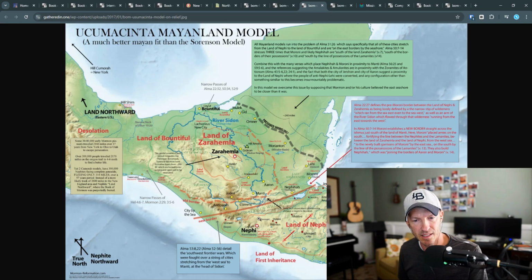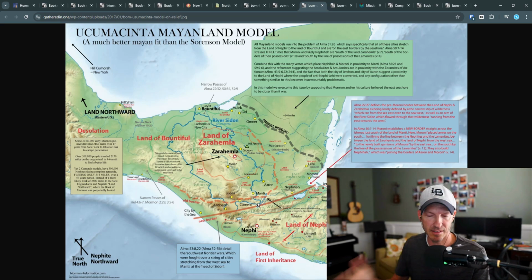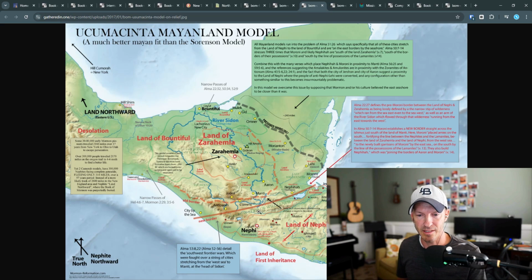Let's go to the Usumacinta. The Usumacinta, its main tributary, it's about here. Does that go from east to west? It actually goes from west to east. So opposite of what it is. So once again, they would have to do the same thing as all the other ones and say that clause was redundantly clarifying the narrow strip of wilderness and not the actual Riverside.